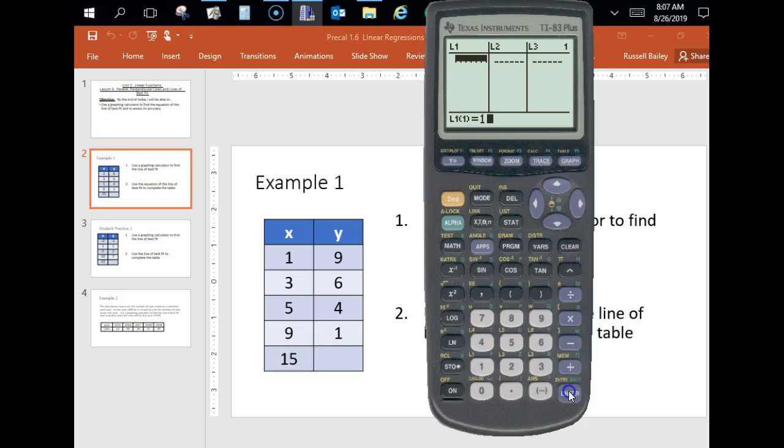So you type 1 and then push enter. 3, 5, and 9. I'm not going to put the 15 in because there's no Y value that goes with it. That's for part 2 of our question. We'll get to that later. So just 1, 3, 5, and 9. If you've already put the 15 in, just delete it. Just highlight that number and push delete and you're good. All right, next we're going to push this arrow key to get over into the Y column. We're going to enter all the Y values. So 9, enter, 6, enter, 4, enter, and 1, enter.